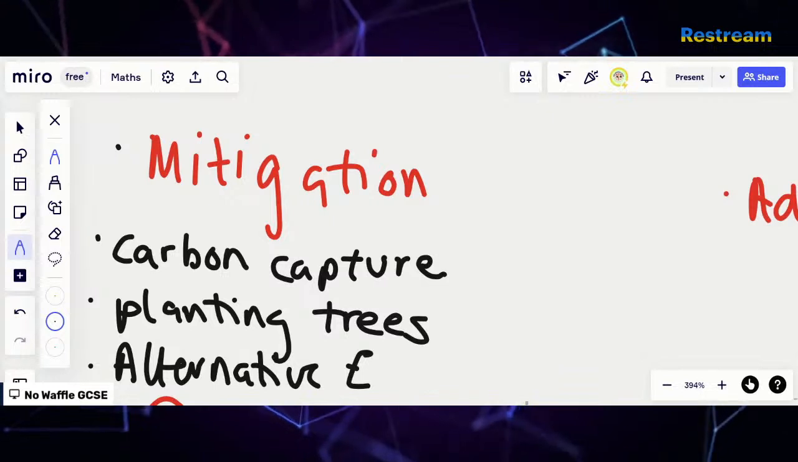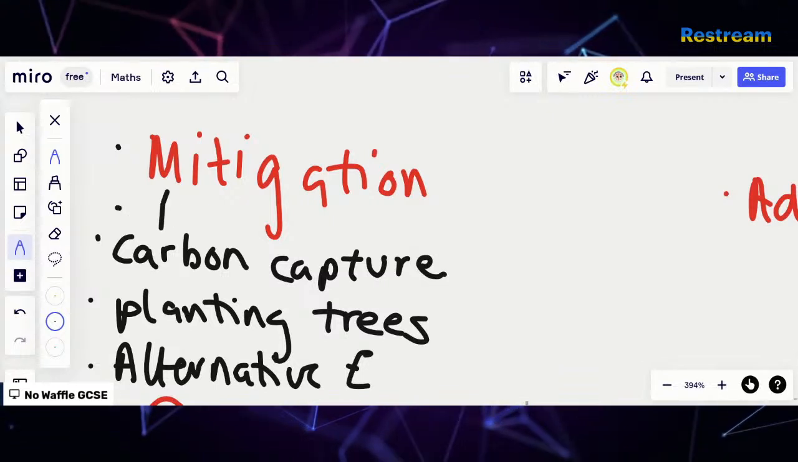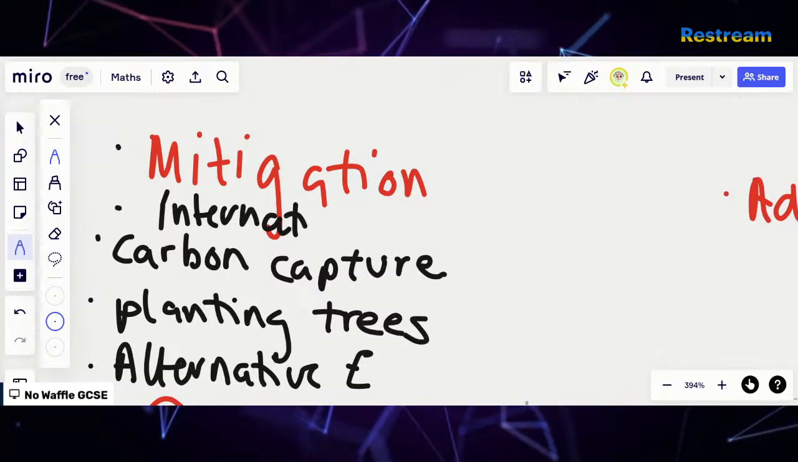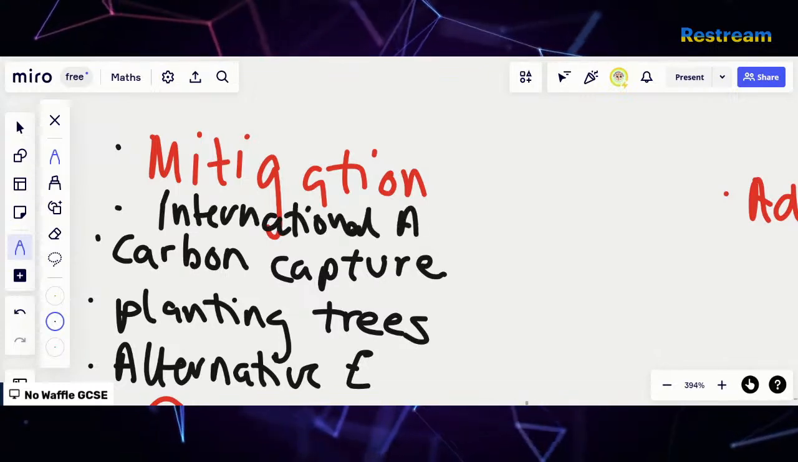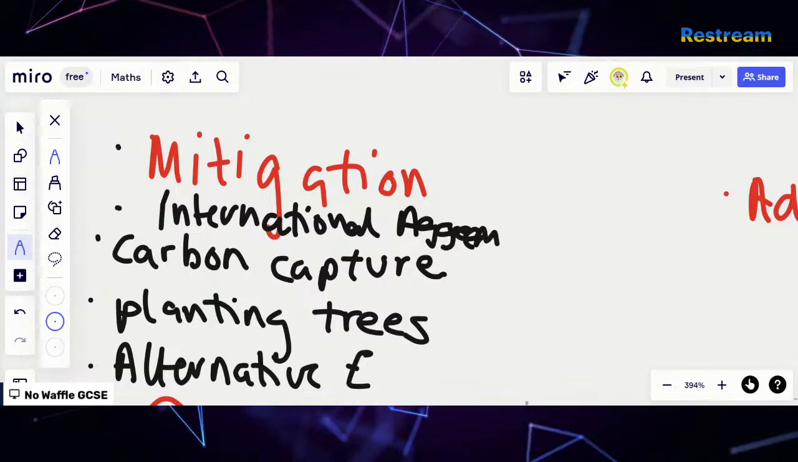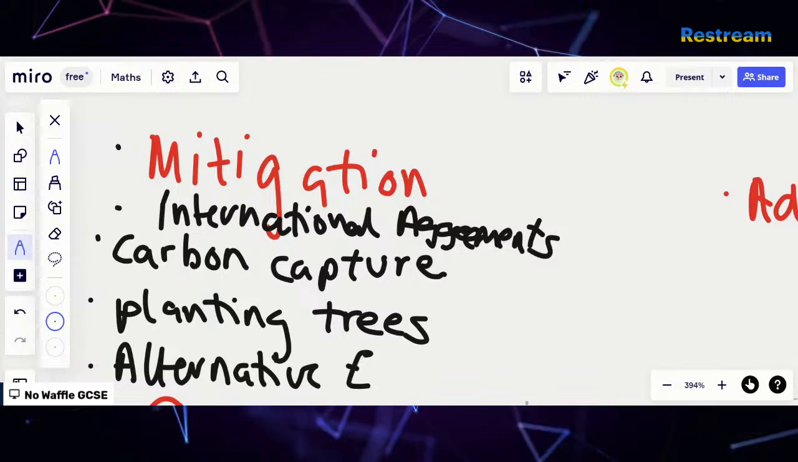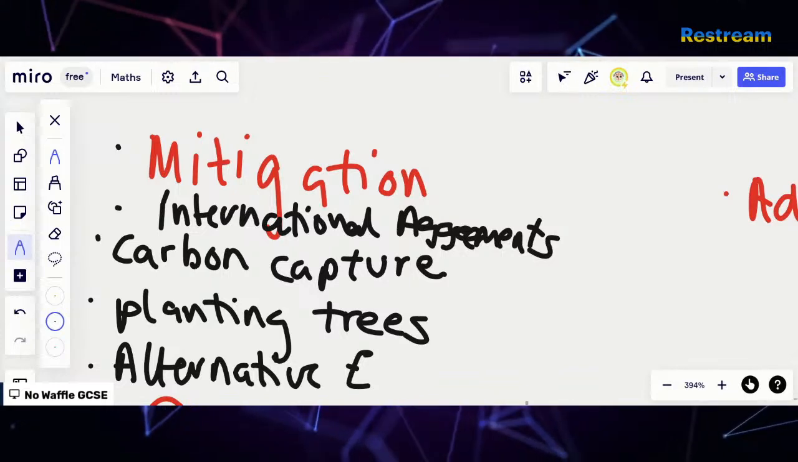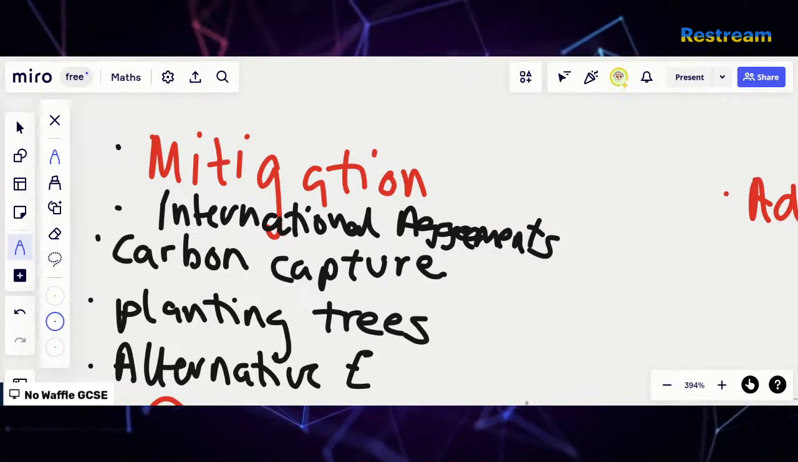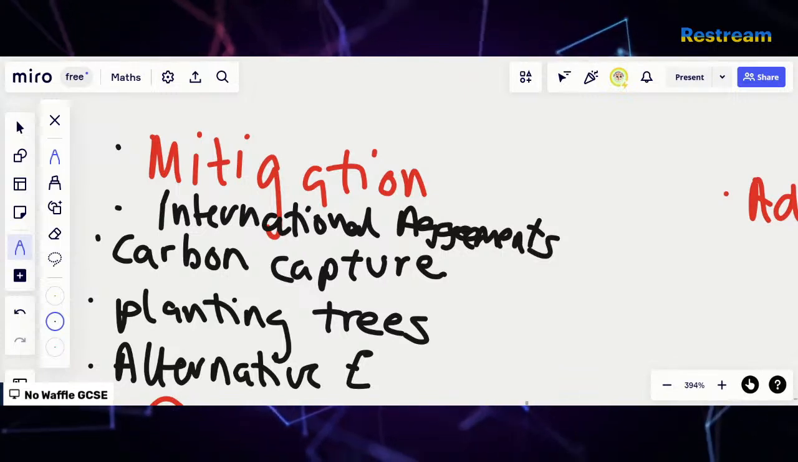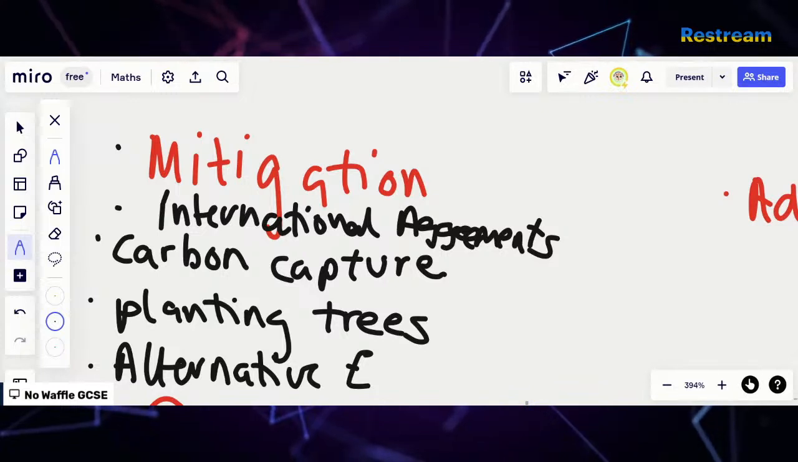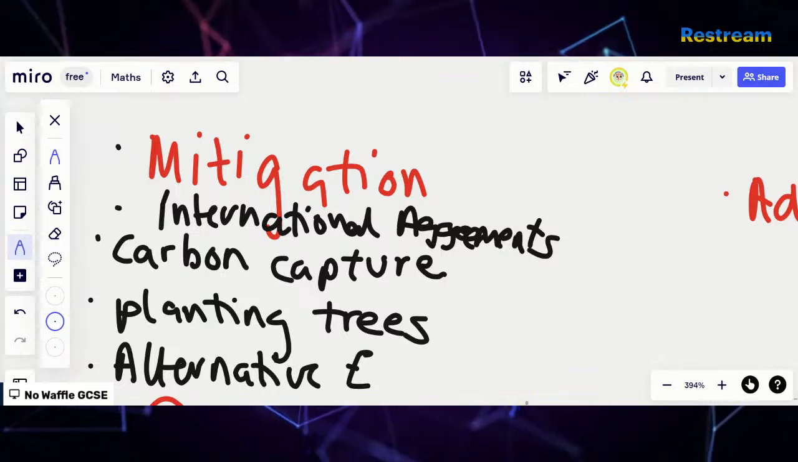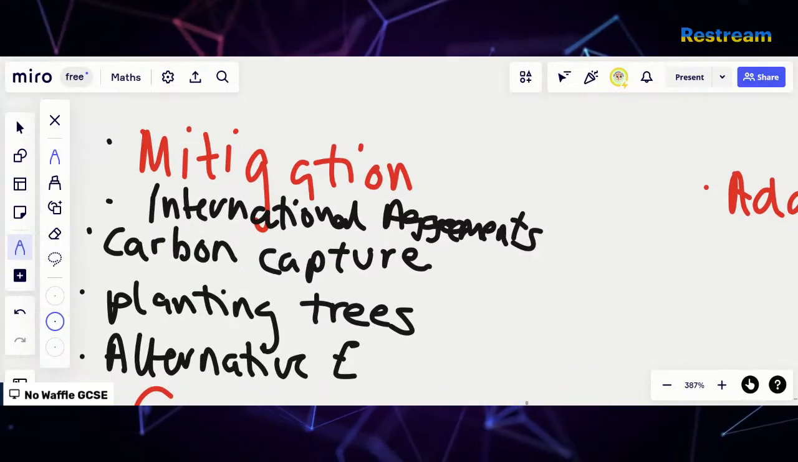Okay, and the final mitigation strategy is international agreements. So this is things like the Paris Agreement, which reduces greenhouse gases and limits global warming, and how each country within the EU and within the UK have submitted a pledge to say how they will try to stop greenhouse gases from being emitted and things like that. So that's mitigation. Now let's talk about some adaptation.